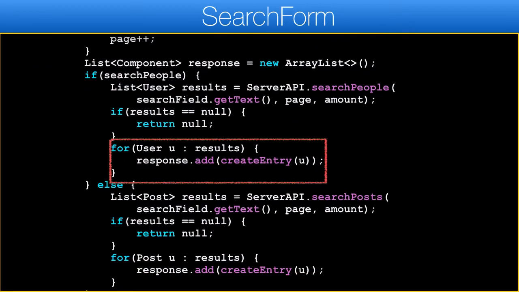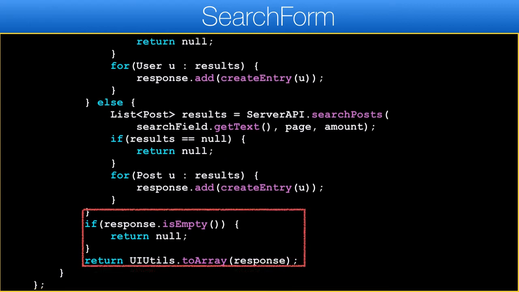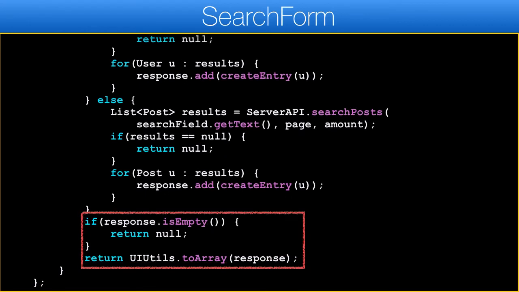We build results for people or posts in the same way. There are 2 create entry methods that cover the logic for both cases. The resulting components are returned or null in the case of an empty set. This is pretty direct and should be relatively obvious. The 2 big pieces that are obviously missing from this code are the create entry methods, so let's get to them.